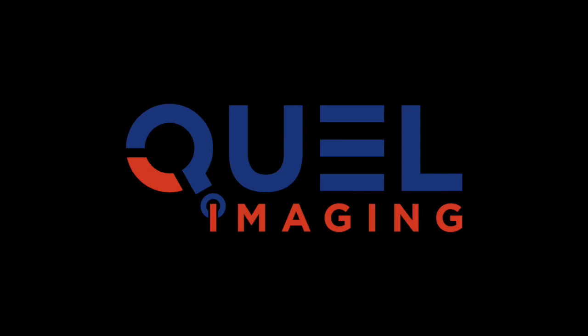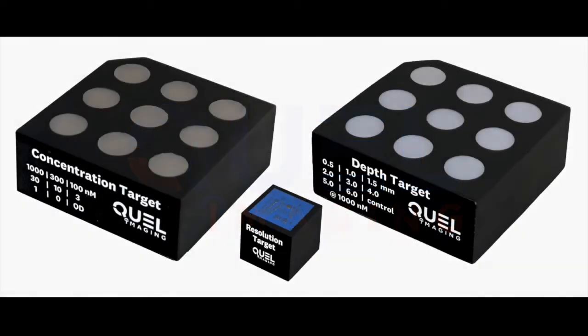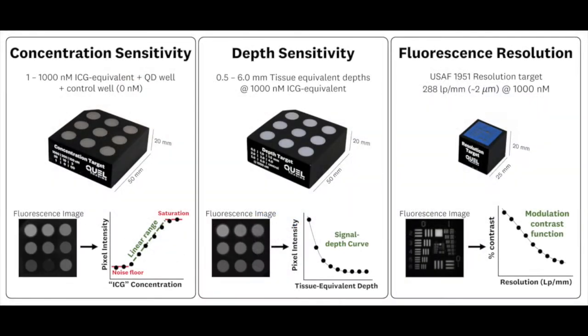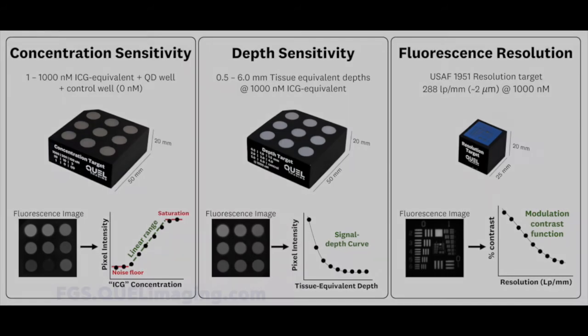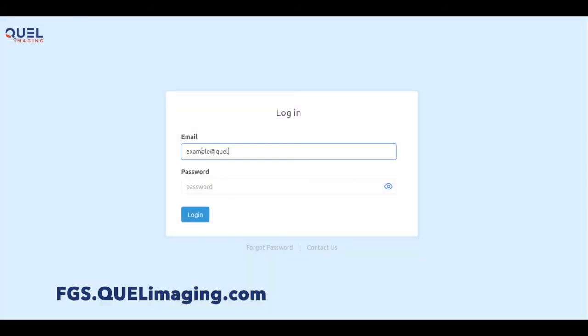Welcome. QUEL Imaging makes three different types of fluorescence reference targets to measure the system sensitivity for concentration, resolution, and depth sensitivity of an ICG-equivalent fluorescent dye. Now each of these targets can be used for characterization and create graphs as shown here. And so the way we create those graphs is using our custom web portal at fgs.quelimaging.com.